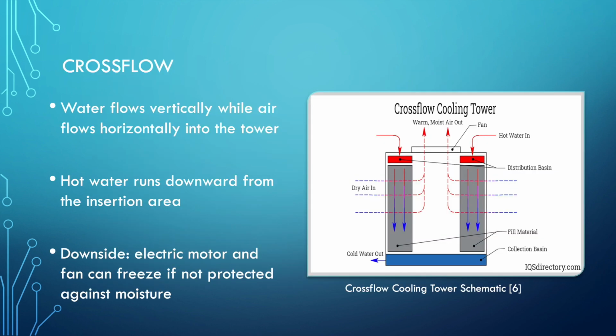So specifically what makes Crossflow different from other types is that the hot water comes in from the top and runs downward while the air cuts across it horizontally. That's what separates it from counterflow or any other type for that matter. And the only downside is the motor and fan that bring the dry air into it. If they're not protected, they can freeze, which I'm going to get into in a second because that's one of the big keys and prevention things that you have to look out for.